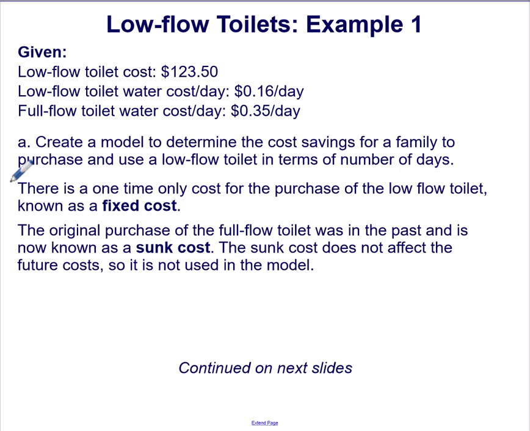Starting down here, there is a one-time only cost for the purchase of the low flow toilet known as the fixed cost. That is up here, $123.50. The original purchase of a full flow toilet was in the past and is now known as a sunk cost. The sunk cost does not affect future cost, so it is not used in the model.